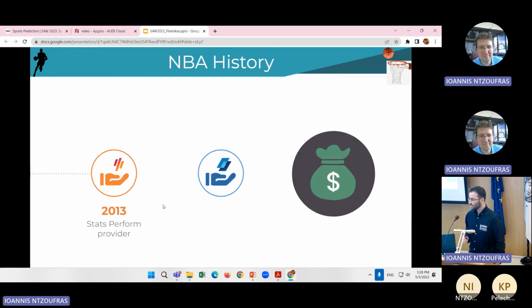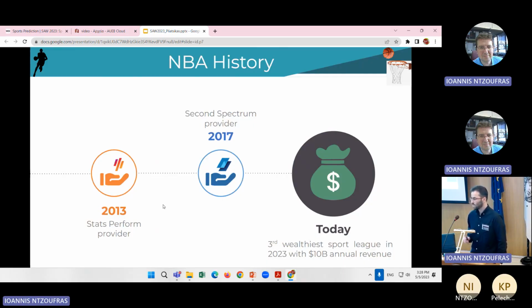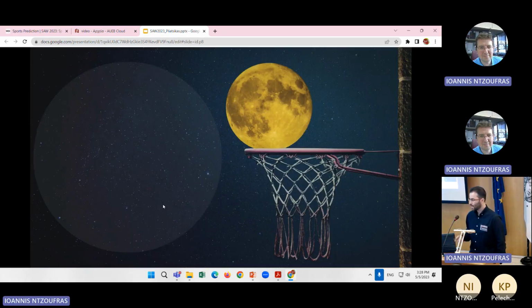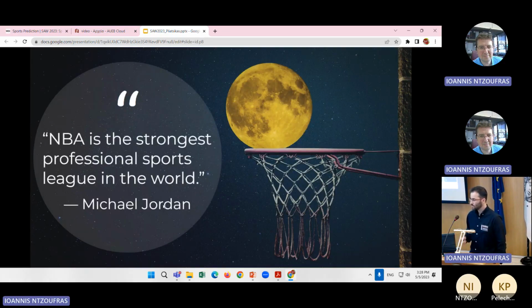Since 2013, the NBA has been using a 6-camera system to collect tracking data. StatsPerform was the main video tracking provider up until 2017, before switching to Second Spectrum. So, where it's today, the NBA is currently the third wealthiest sports league with an annual revenue of about $10 billion. Per Michael Jordan, the NBA is the strongest professional sports league in the world.